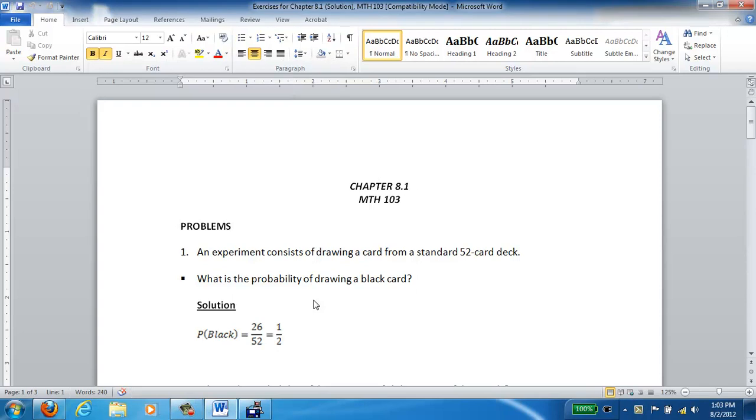Let's go to see the exercises for 8.1. Number 1, an experiment consists of drawing a card from a deck of cards. What is the probability to draw a black card? As you know, we have 26 cards out of 52, so the probability will be 26 over 52 or 1 over 2, 0.5.